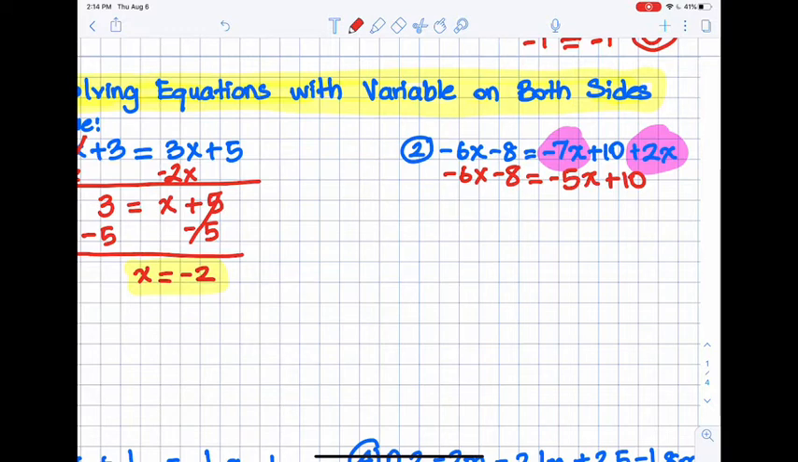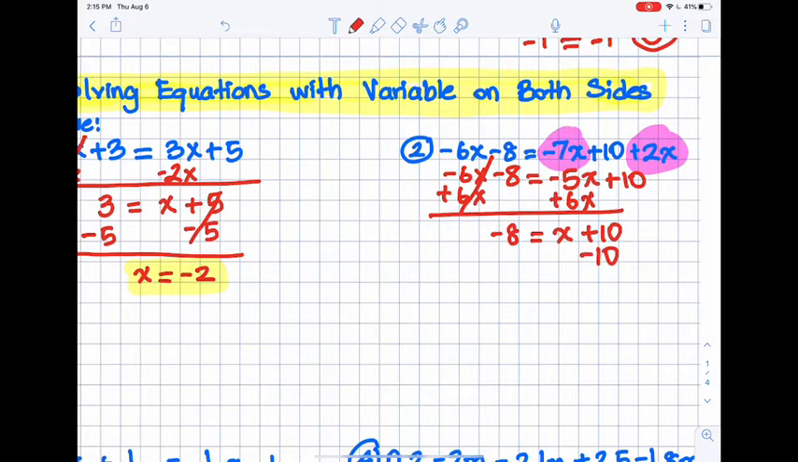I'm going to add 6x to both sides to have the coefficient of x as a positive number. But you're welcome to add 5x to each side as well. And I have x here plus 10, and my final answer will be, subtract 10 from both sides, and x equals negative 18.